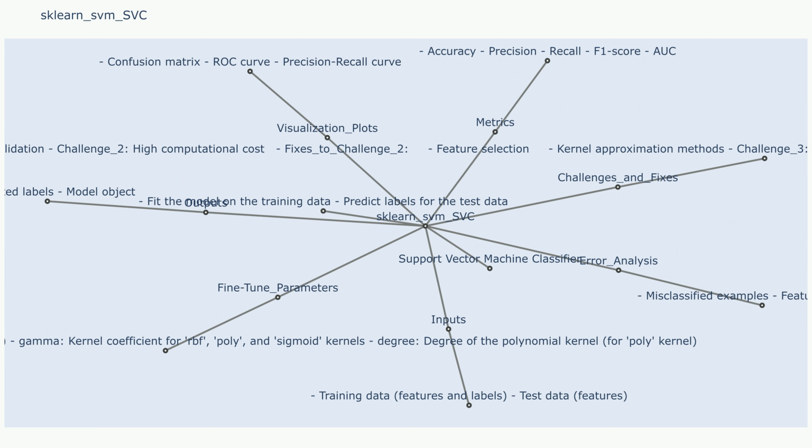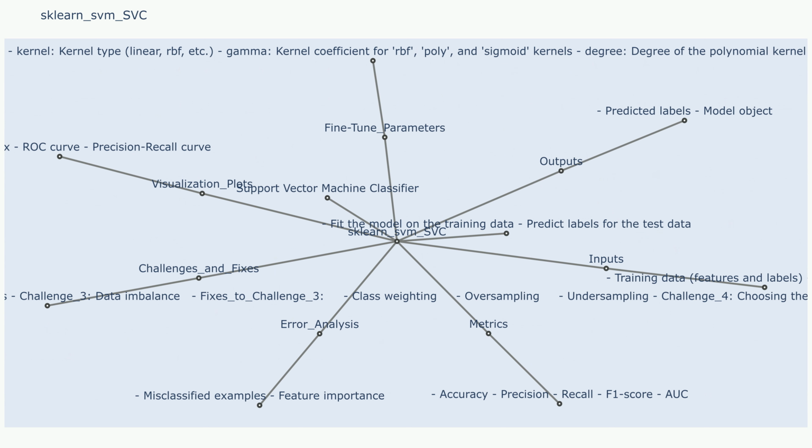Fine-tune parameters. C, the regularization parameter. Higher values emphasize correct classification of training data, potentially leading to overfitting. Lower values allow for some misclassifications, which can help with generalization. Kernel. The kernel function to use. Different kernels, linear, polynomial, RBF, are suitable for different types of data.